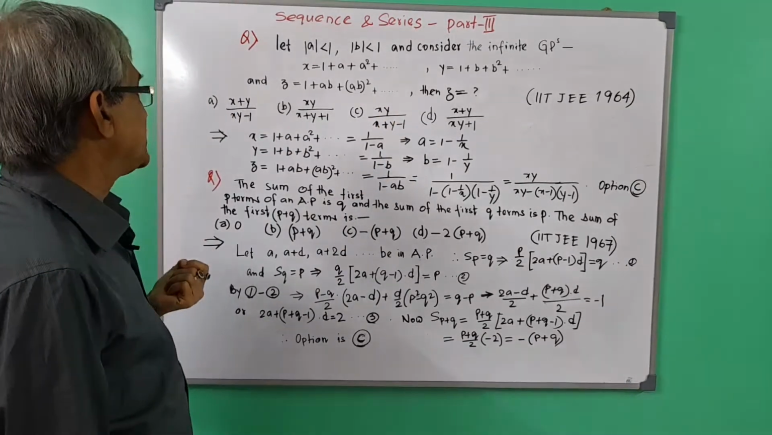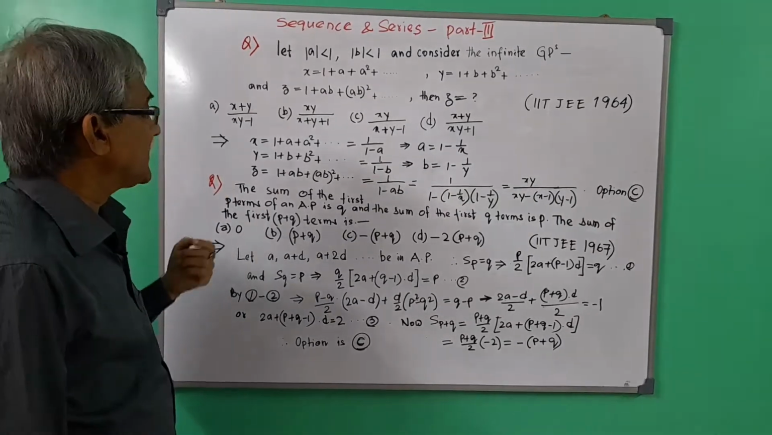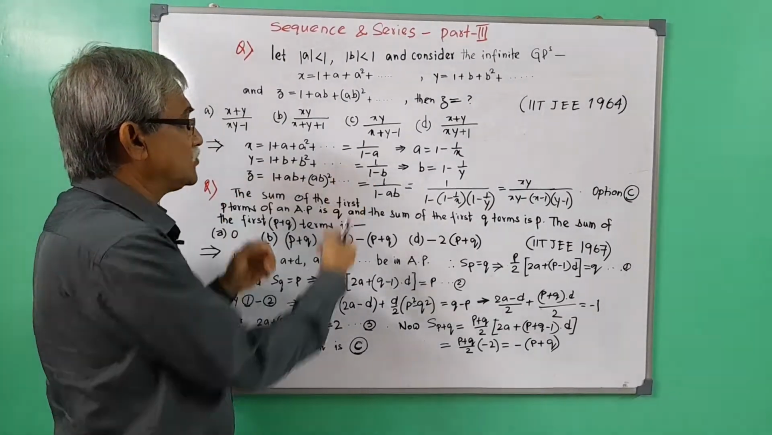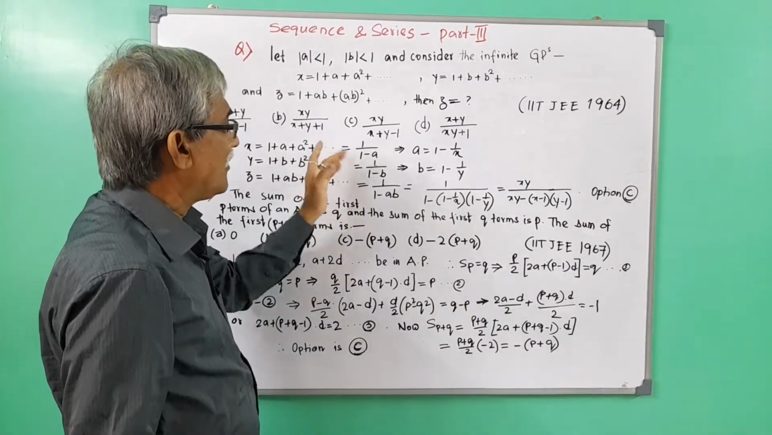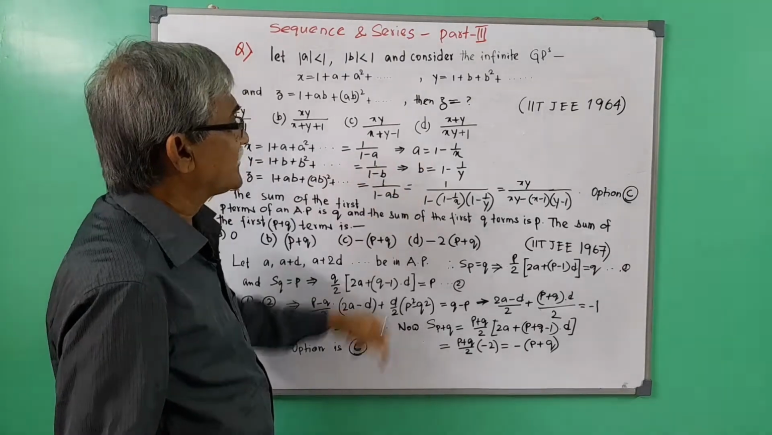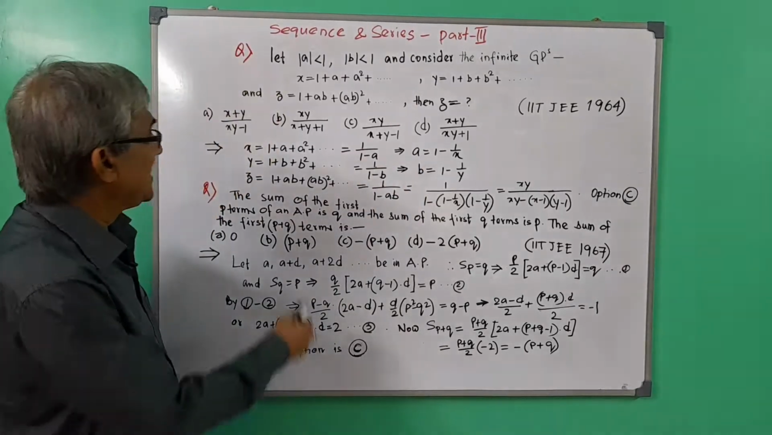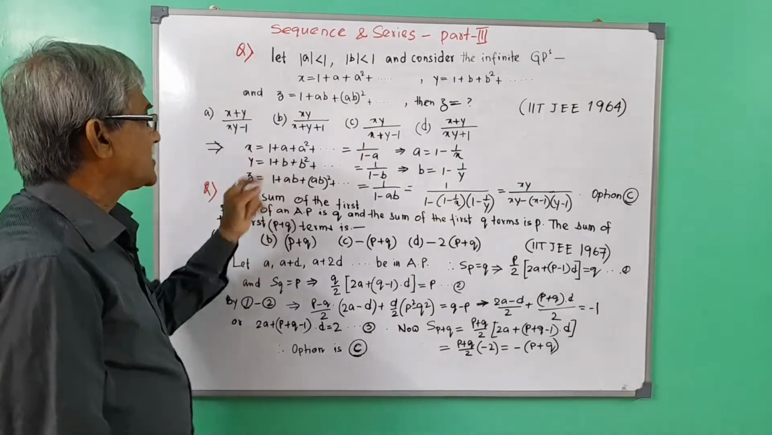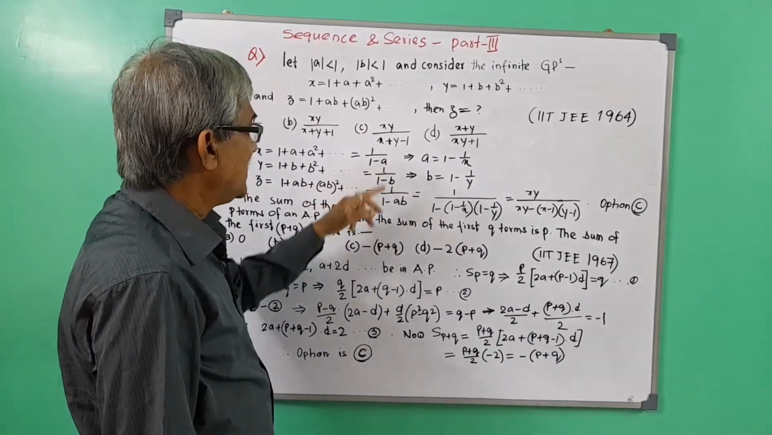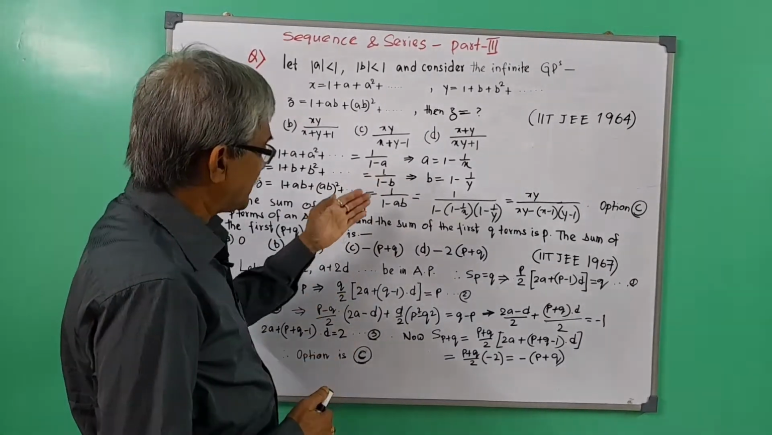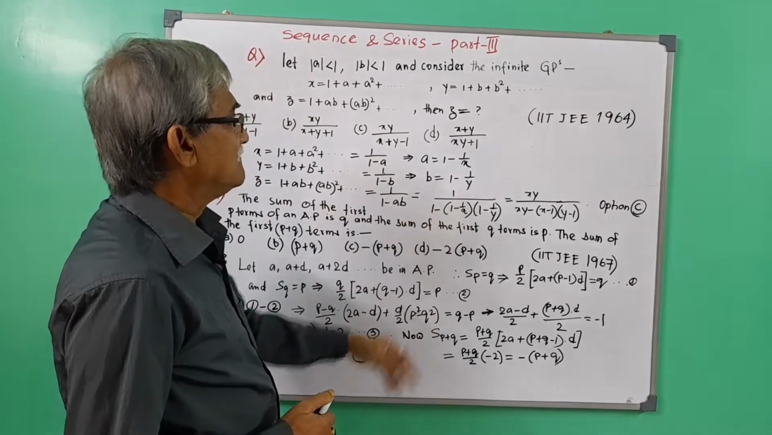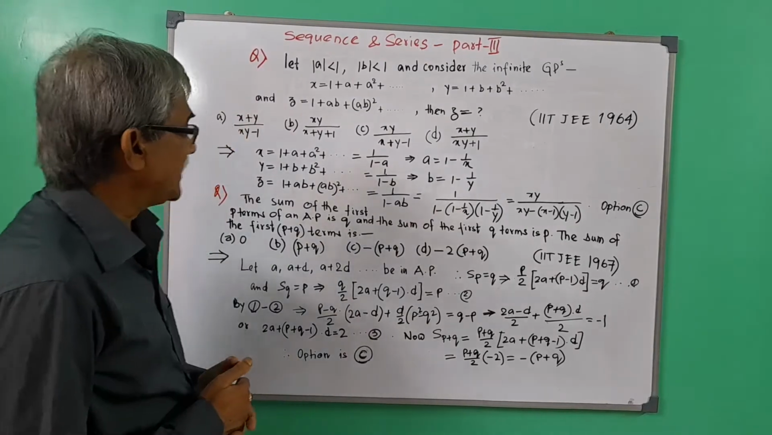Now to answer it, first let us find what is X. X is equal to 1 plus A plus A square plus dot dot dot, and as per the infinite GP formula, that is 1 upon 1 minus A. And from here we can find out A is equal to 1 minus 1 upon X. Likewise, Y is equal to 1 plus B plus B square plus dot dot dot up to infinity terms, that equals 1 by 1 minus B, and B becomes 1 minus 1 over Y.